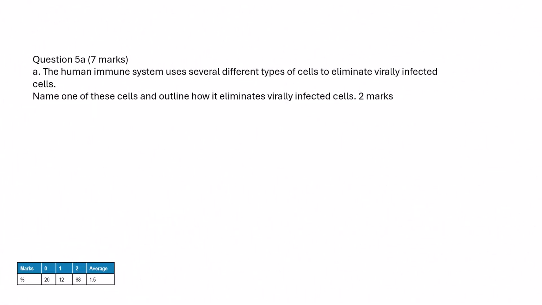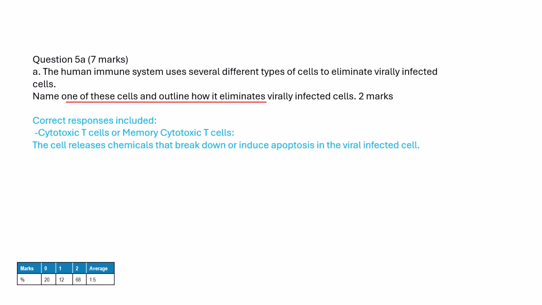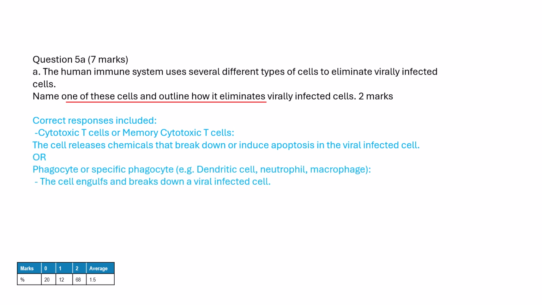Name one of the immune cells and outline how it eliminates virally infected cells. Cytotoxic T cells or memory cytotoxic T cells: the cell releases chemicals that break down or induce apoptosis in the virally infected cell. Phagocyte or specific phagocyte: the cell engulfs and breaks down a virally infected cell.